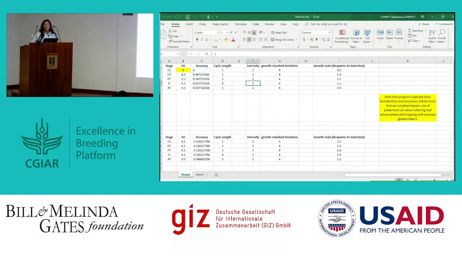I made up the intensity and the genetic standard deviation. We're going to assume those are the same regardless of stage. No big deal. These are just made up for you. And what you will want to do, please, is to calculate genetic gain, or response to selection.